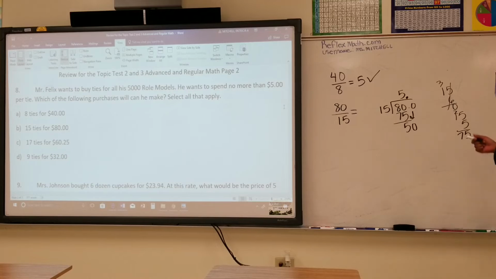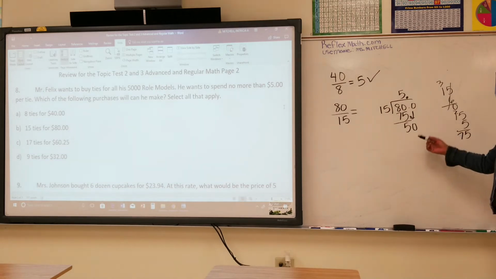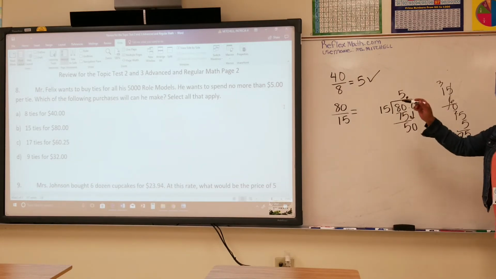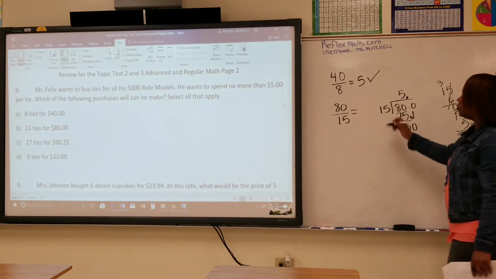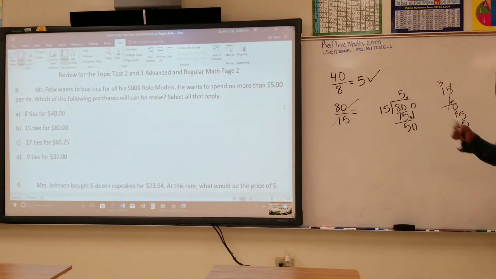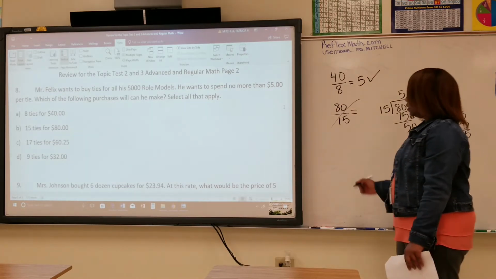Okay, so here, when we divided 80 divided by 15, as we were dividing, we got the 5, but then we got a remainder. That means that we're gonna have left over. That means it's gonna be more than $5. So there's no need to go any further with this, okay? Do not waste time. It's more than $5. Therefore, he will not be making that purchase of 15 ties for $80. It's just too much. So let's try C.